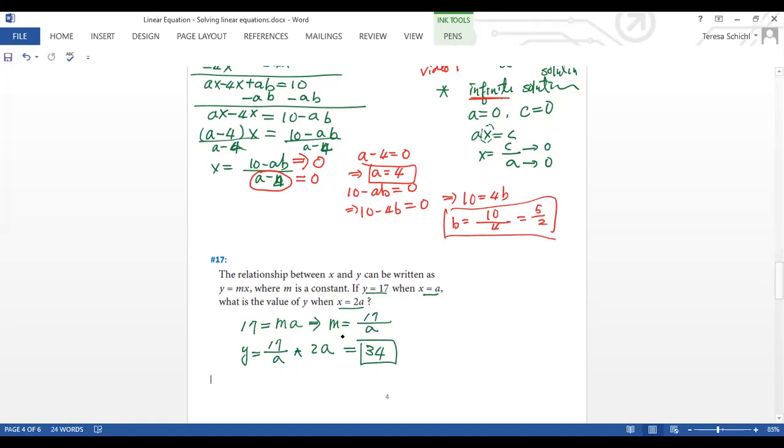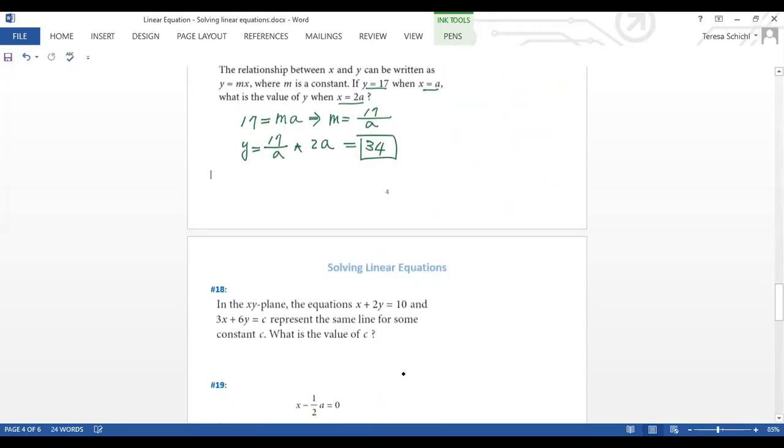That's how we solve this problem. It's pretty straightforward, okay? Now this one here, number 18, this one.